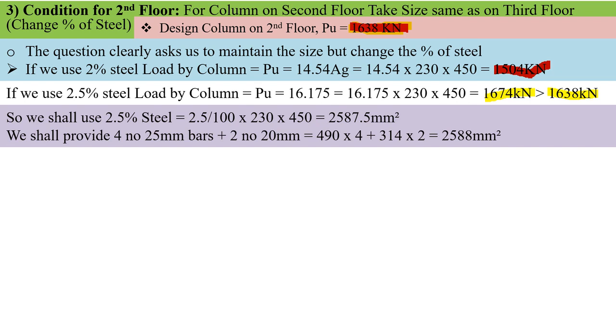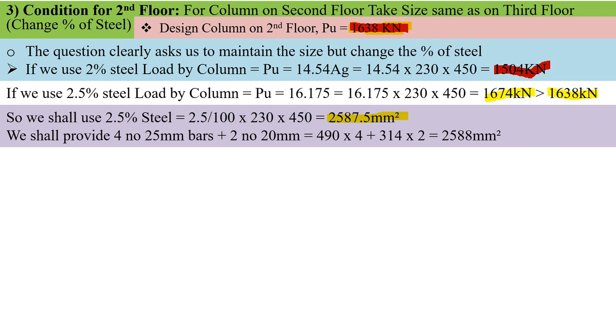So calculating the percentage of the complete Asc in my column. I'm taking 2.5 percentage, that is 2.5 divided by 100 multiplied by the dimension of the column, that is 230 by 450. So I'm going to get 2587.5 mm square. That should be the total area of my steel. So by trial and error method, I am getting 4 numbers of 25 mm bars plus 2 numbers of 20 mm bars.